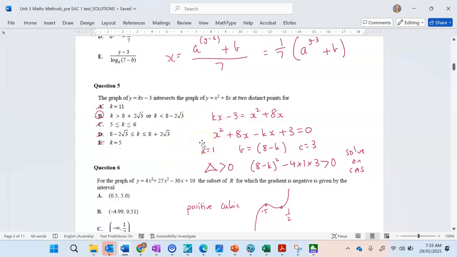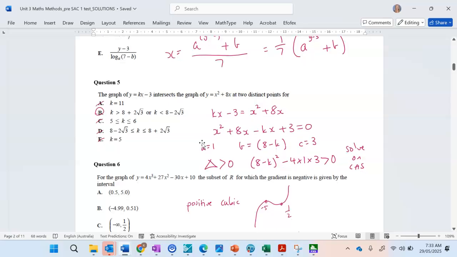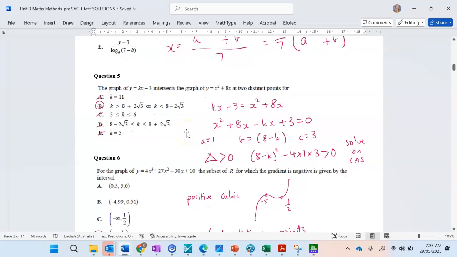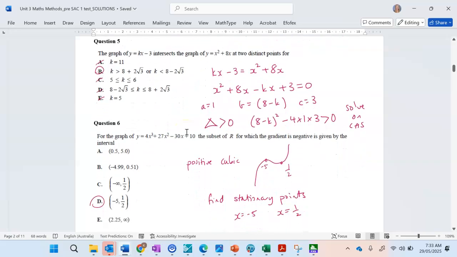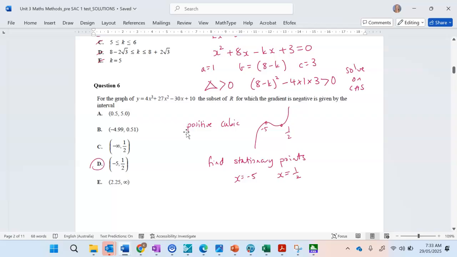That was only 52% got that right though. I wonder, maybe they couldn't read what was on the calculator. I'm not sure, because it's not a difficult one, and we've done quite a few like that. But we did them at the start of the year or even during transition.